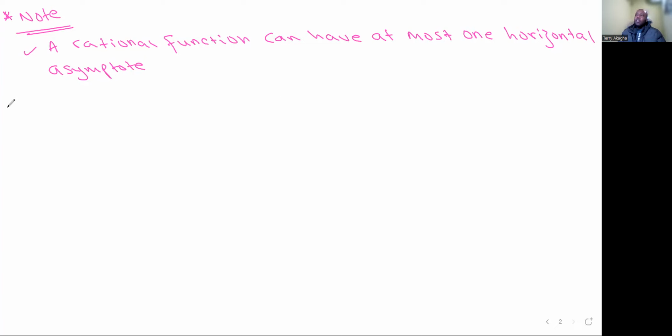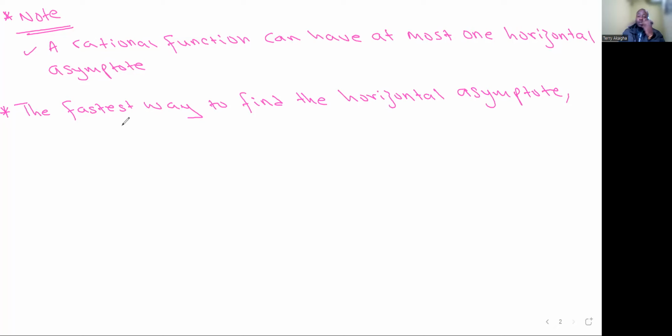So I'm going to write it down. For me, it is the fastest way to find the horizontal asymptote. When you go to the textbook, you will see that the textbook has several other methods, but for me, I find this way faster compared to other methods, okay? Basically, what we are using is the degrees of the numerator.